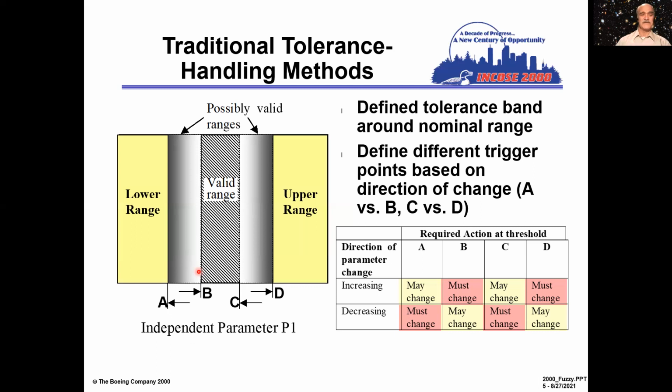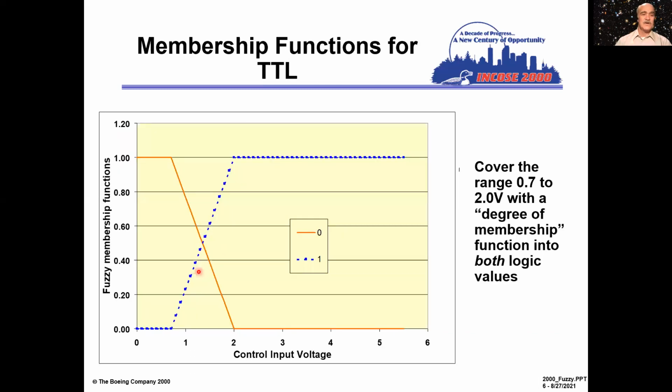So I wondered if there's a different way of defining these inputs and changes so that we always get determinacy. In other words, no matter what the input is, how it's behaving, we always know exactly what the output is going to be. So I decided to, well, let's apply fuzzy set theory. And the first thing we do is construct a membership function for the transistor logic.